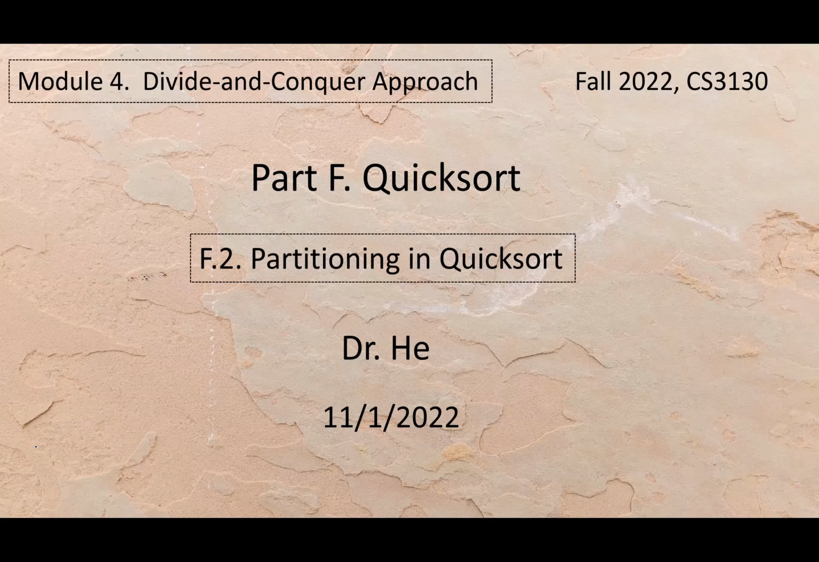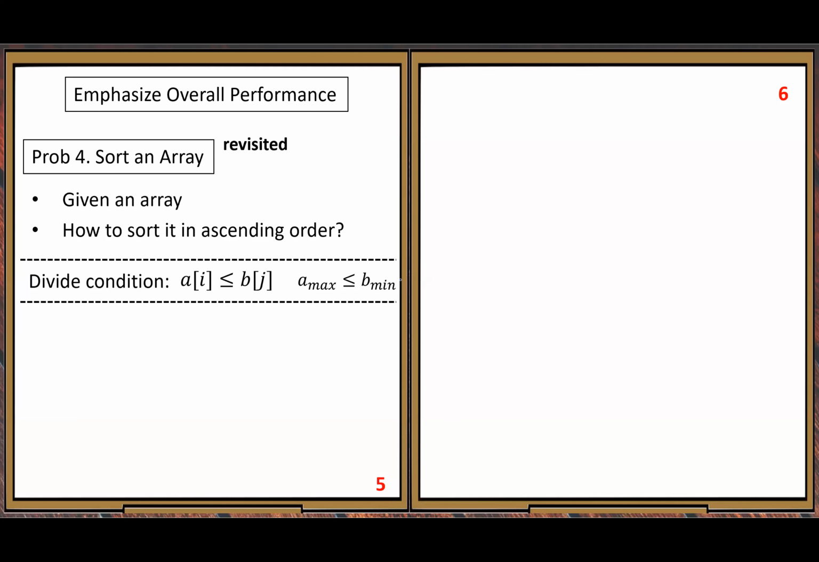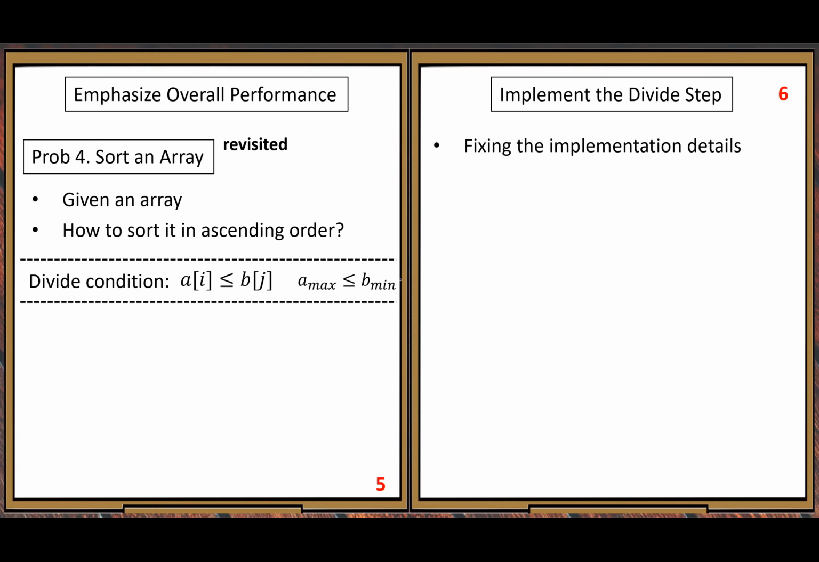Next, F.2, partitioning of quicksort. This is the key operation of quicksort, partitioning. That's the divide step. So let me describe the partitioning step, the details, to implement the divide step.